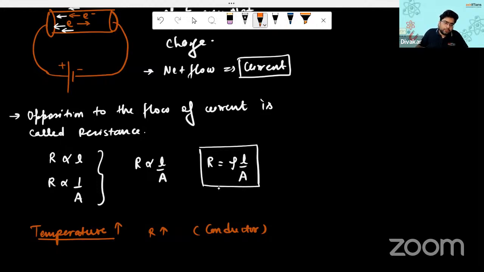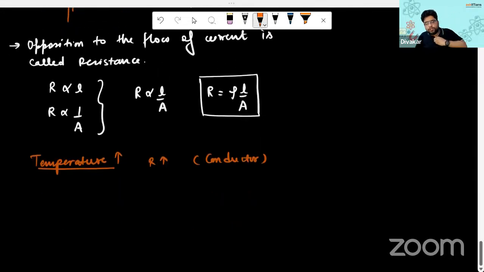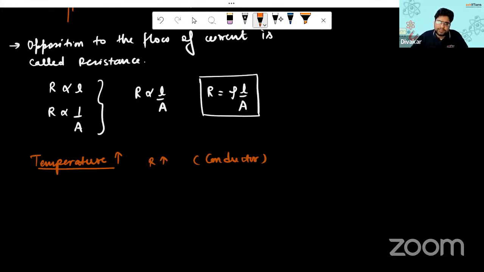Now, what kind of questions can they ask you on this? They can say that if the area becomes twice, what will be the resistance? If length becomes twice, what will be the resistance? And so on, right? Although I'll expect you to remember two formulas.